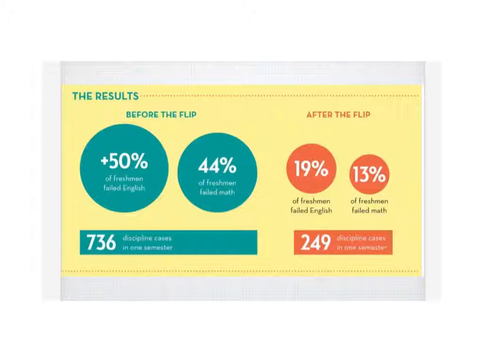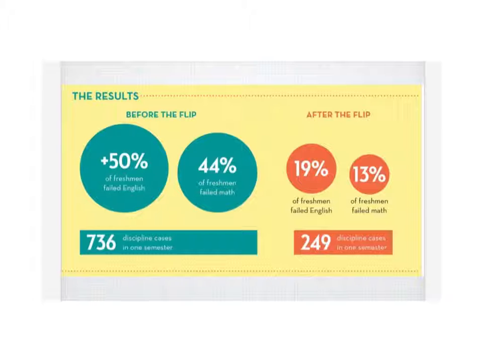On the right-hand side, that is contrasted with that school going to a flipped classroom approach. Notice how the percentage of freshmen who failed English dropped significantly, as did the number of freshmen who failed math.